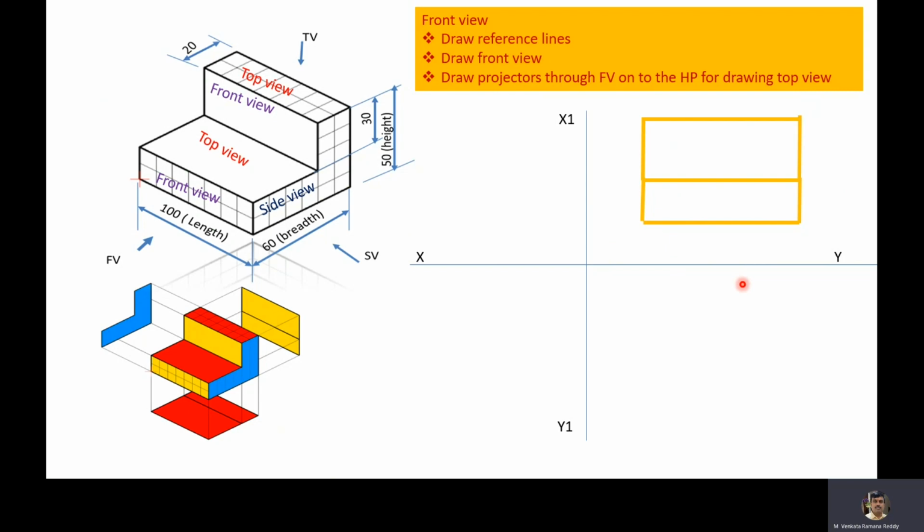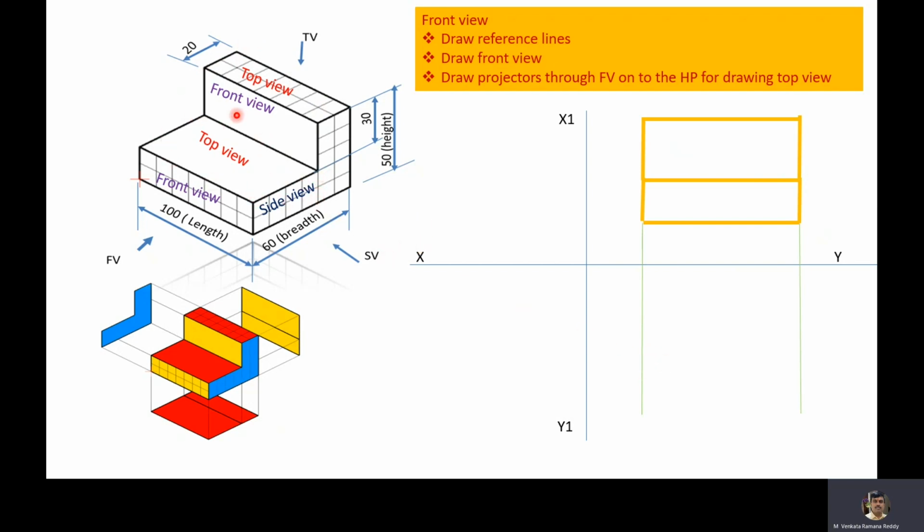Now we will draw projectors for drawing the top view. That is, we are drawing projectors from the front view towards the horizontal plane. After that, this is the direction of the top view. In the case of top view, we are able to see this rectangle region and this particular rectangle region. The length as well as breadth is visible and the height is perpendicular to the observer's vision. That's why the height is a point. Then this rectangle and this particular rectangle come adjacent to each other.